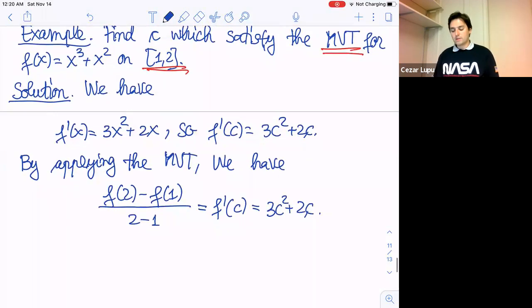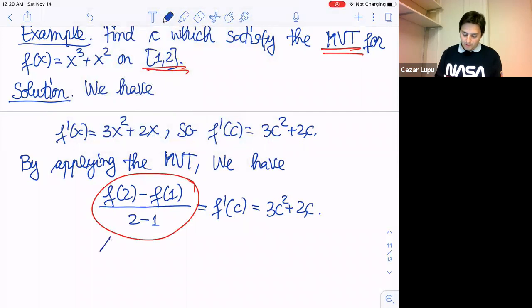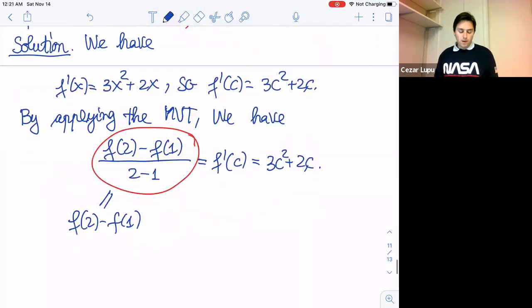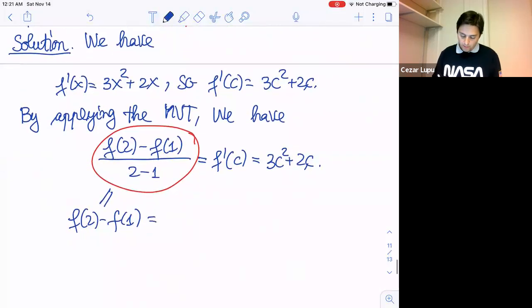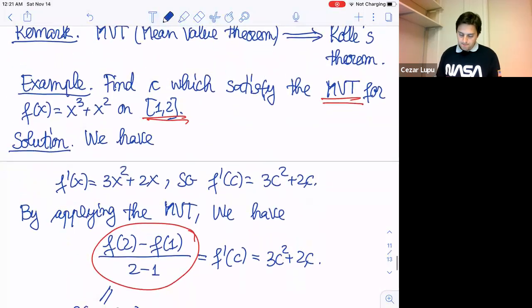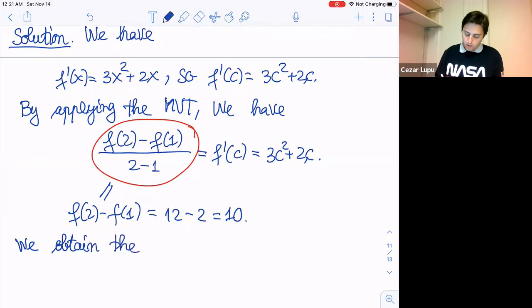All right, and now let's compute this numerator. It will be nothing else than f of 2 minus f of 1. Now f of 2 will be 8 plus 4, so f of 2 is 12, minus f of 1, which is 2, gives 10. Now this will be equivalent with the following equation. So we obtain the quadratic equation.